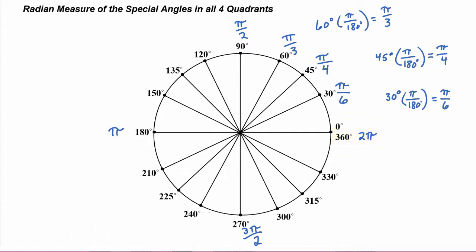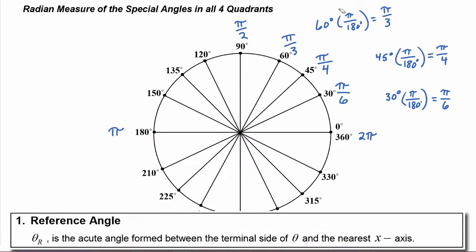Now we can go around the circle doing that calculation for every one. We could take every single angle and multiply it times the conversion factor of pi over 180, or you can start to think in radians, which you're going to need to become fluent in as the semester goes on here. And let's start thinking about reference angles.